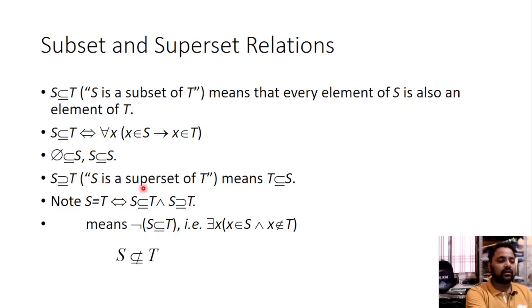S is a superset of T means T is a subset of S. Note, S is equal to T means S is a subset of T and T is a subset of S. And if there is an x that belongs to S but does not belong to T, then S is not a subset of T.